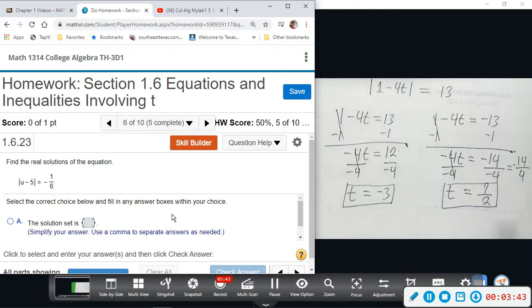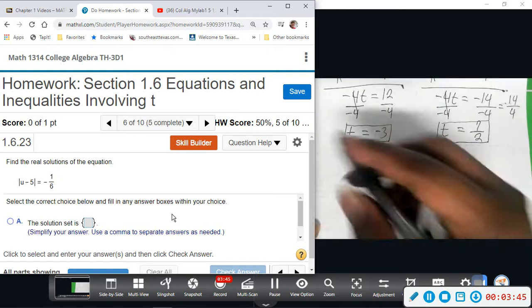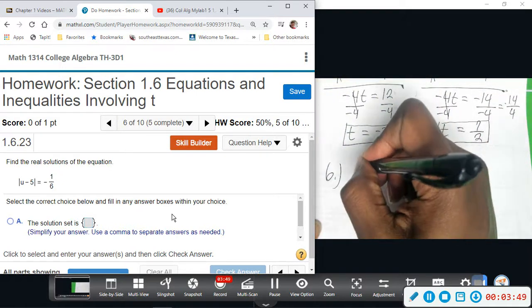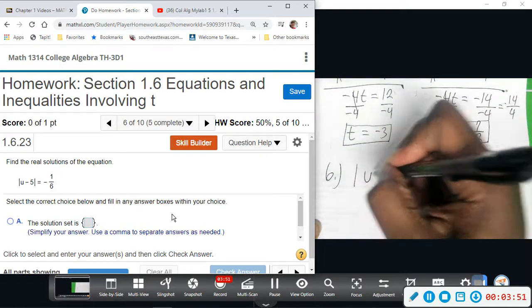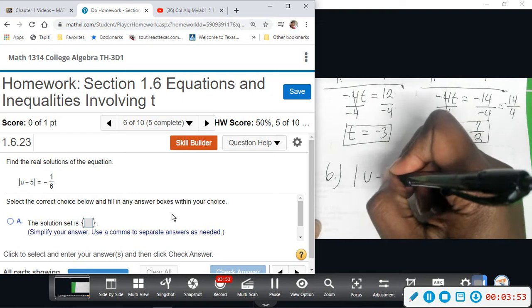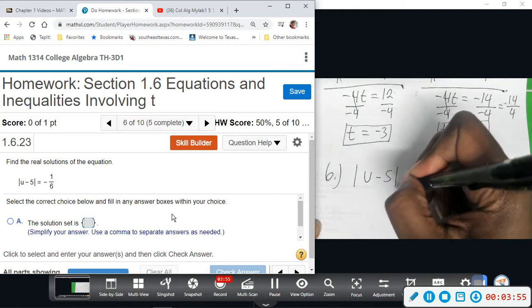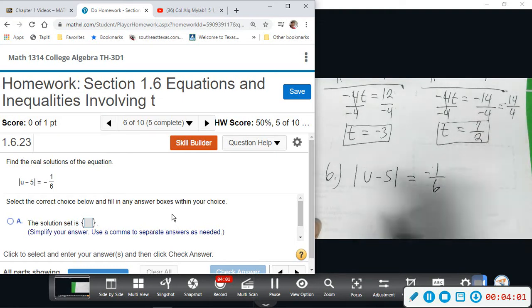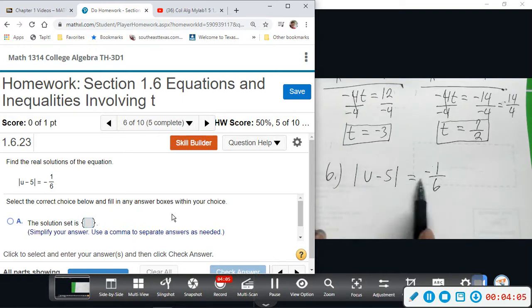Number 6. So be aware when you see this scenario. We have u minus 5. Absolute value of that is equal to a negative 1/6. Now, in no other problem did we have absolute value equal to a negative number. This doesn't work. I want you to see the difference.